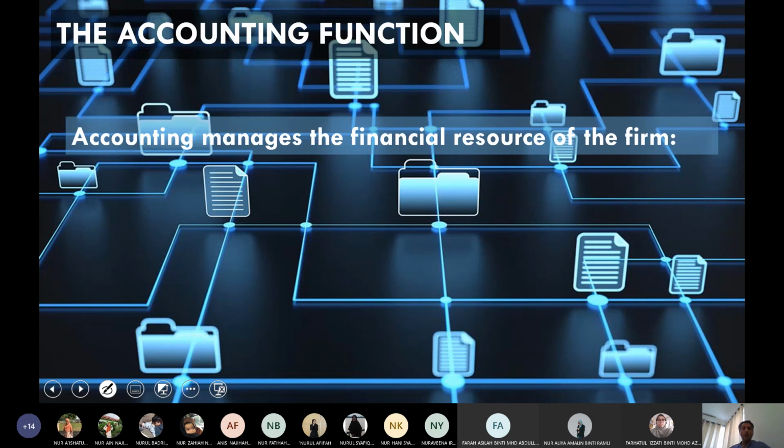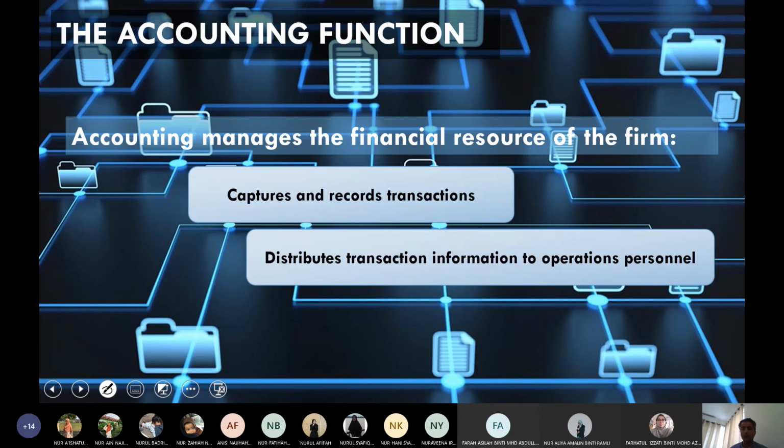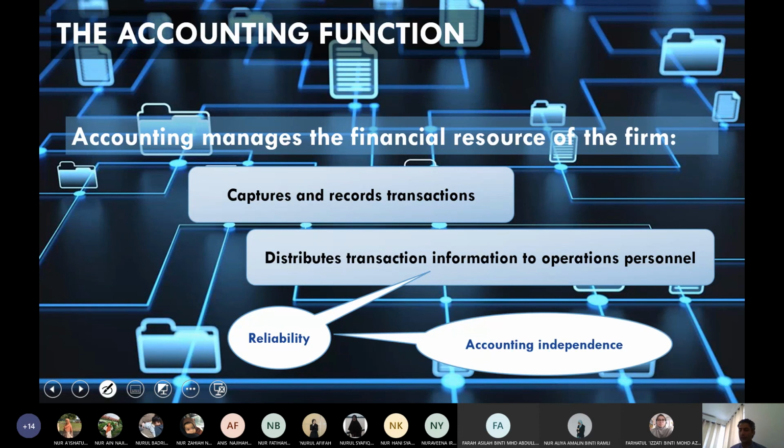So now we move to the accounting function. Accounting manages the financial resources of the firm to capture and record the transactions, which is number one. We capture the transactions, and then distribute the transaction information to operational personnel. And this information should be reliable, and the accounting process should also be independent.